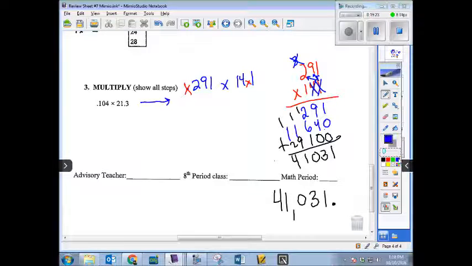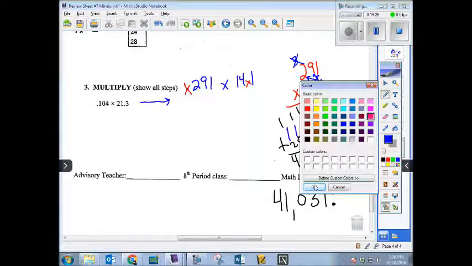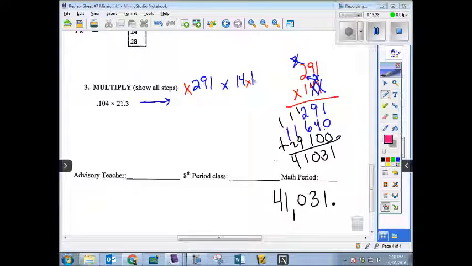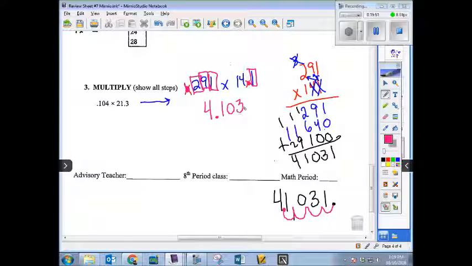Now we've got to do that final step where we put that decimal back in. So that's where we go to our original problem. I got to put the decimals back in. So how many numbers to the right of the decimal did I have? I see that I had 1, 2, 3, 4. So I need to move my decimal 1, 2, 3, 4. So my answer to this would be 4.1031. So it'd be 4 and 1,031 10,000ths. Okay? Wouldn't need to see that work.